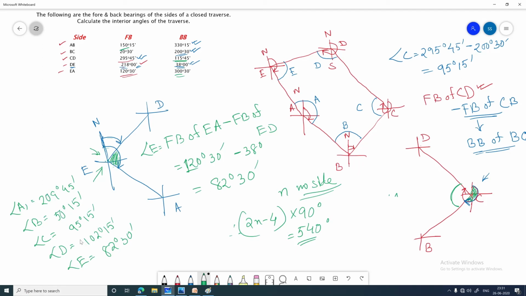Now you just add these angles and it should equal 540 degree. I hope it is equal. Please check. And yeah, this is the problem and a very important one. So thank you.